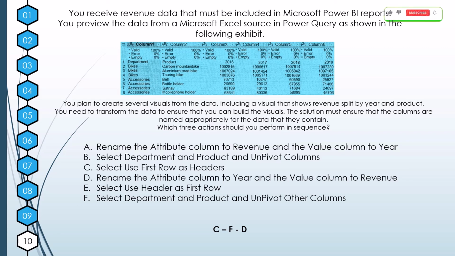Below is the sequence of actions to be performed. C. Select use first row as headers. F. Select department and product and unpivot other columns. D. Rename the attribute column to year and the value column to revenue.